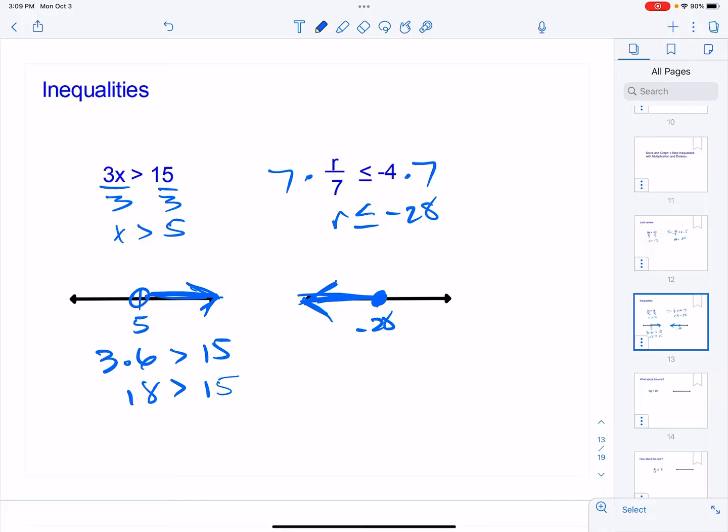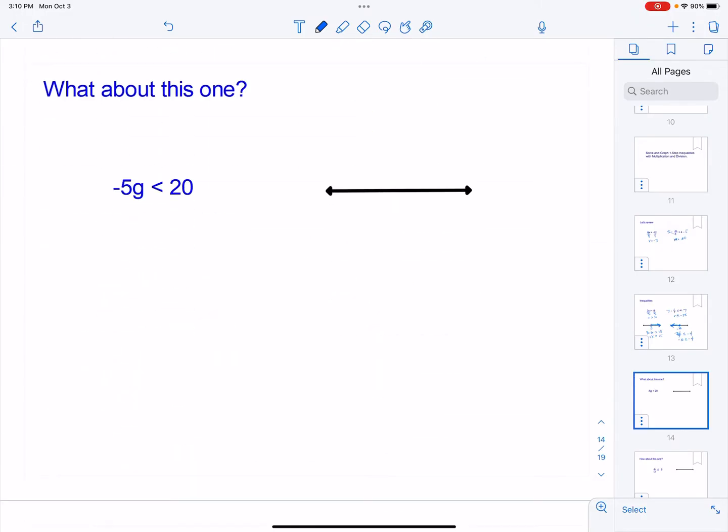In this problem over here, the second one, we have to be a little bit more choosy of what number I'm going to pick. I need a value that's less than -28, but yet divisible by 7 because I want it to come out nice. And the first number that comes to mind is negative 35. So negative 35 divided by 7, is that less than or equal to negative 4? Well, negative 35 divided by 7 gives me a negative 5. Negative 5 is less than or equal to negative 4. Is that a true statement? Yes, it is. Okay, so we should always check our answer to make sure it's correct, just to be on the safe side. So now let's talk about this one.